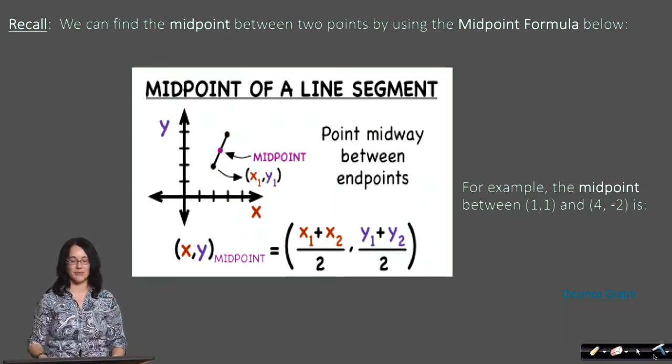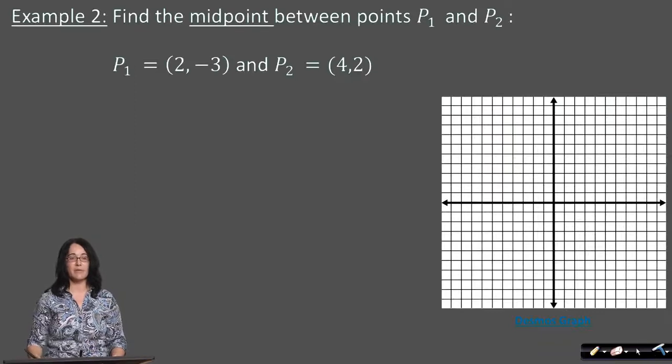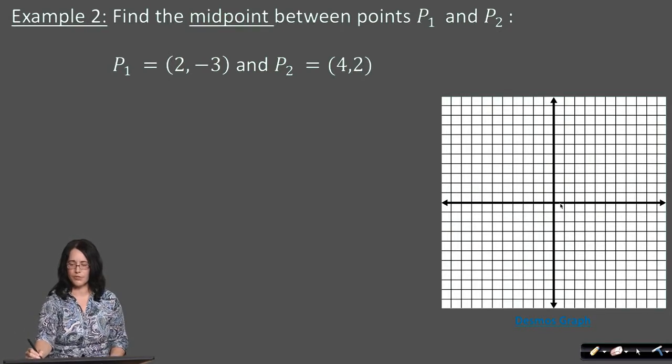Feel free to pause it and do it yourself. Here we go. It says find the midpoint between points P1 and P2, where P1 has the location of 2, negative 3, and P2 has the location of 4, 2. So again, if you want to visualize it, feel free to use the graph provided, or you could just jump right into the formula. So for point 1, we're at 2 to the right and 3 below.